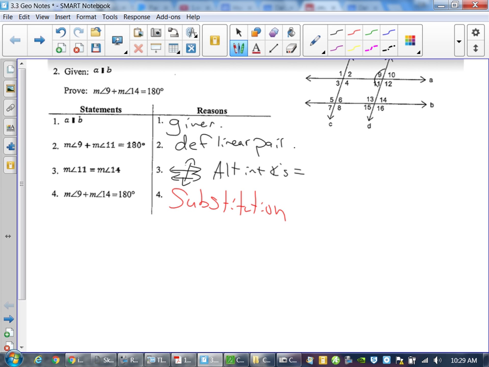It's not going to be definition of supplementary here, because you're talking about those angle pairs. You're sending those things through. Okay?